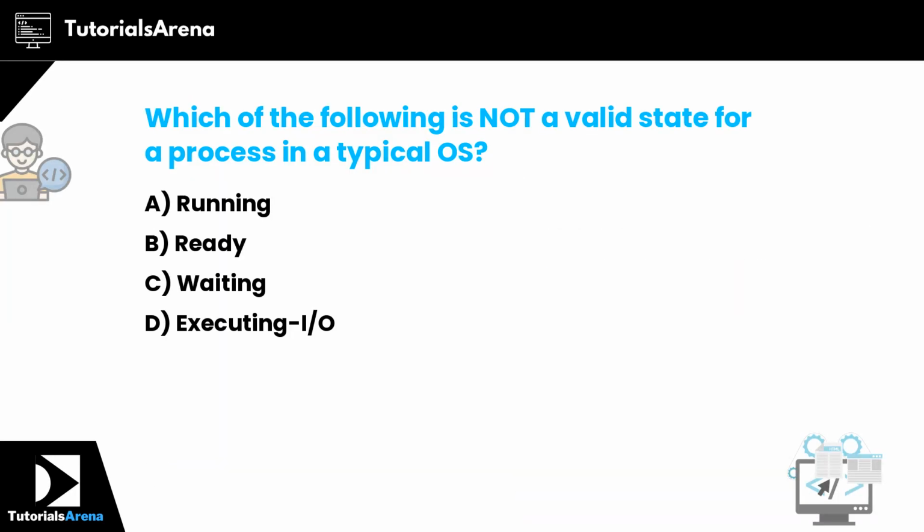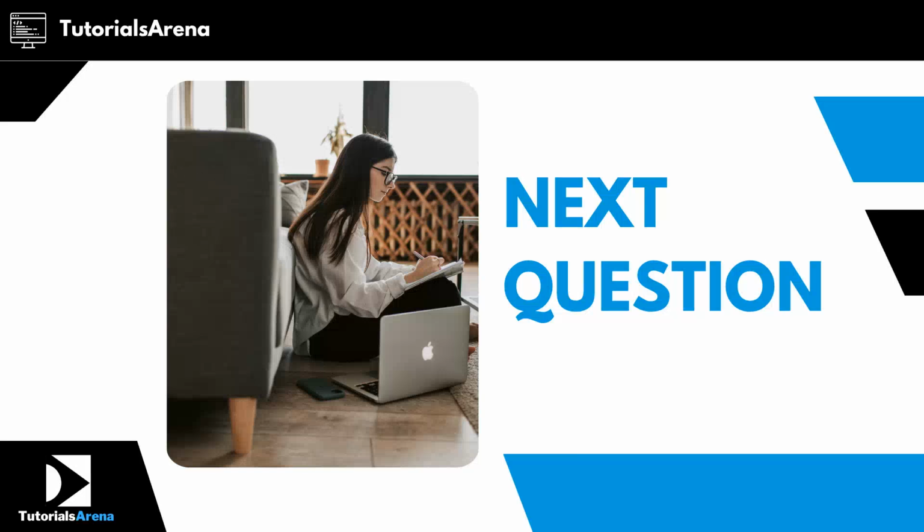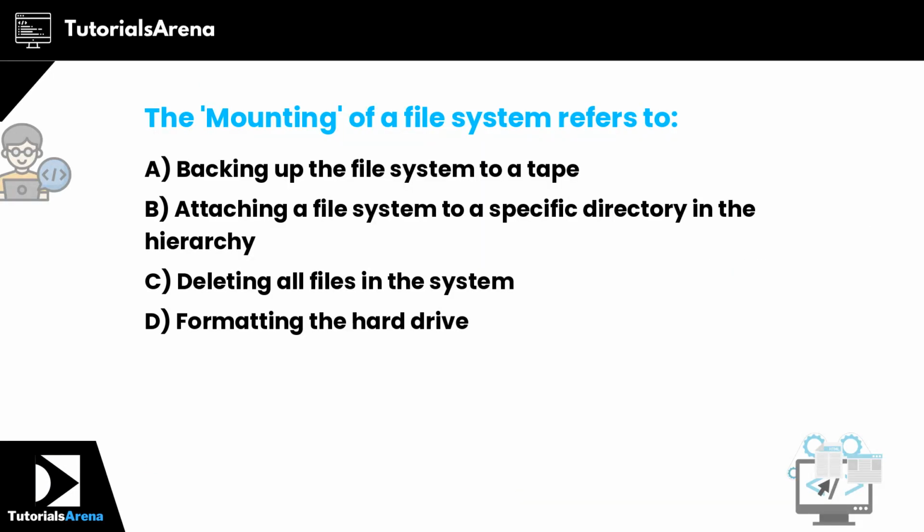Which of the following is not a valid state for a process in a typical OS? The correct answer is option D, executing I/O. The mounting of a file system refers to. The correct answer is option B, attaching a file system to a specific directory in the hierarchy.